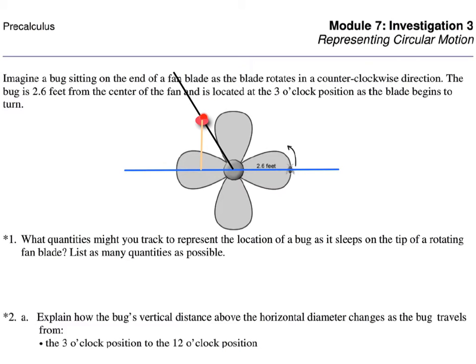Then, provide clear answers to all parts of Question 2. Fully answer how the height above quantity changes, as well as how the rate at which the height above is changing with respect to the size of the angle swept out by the bug.